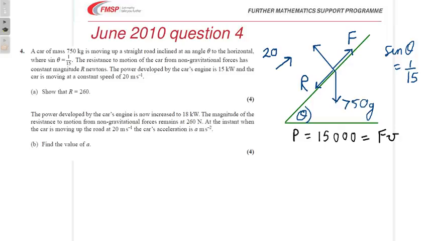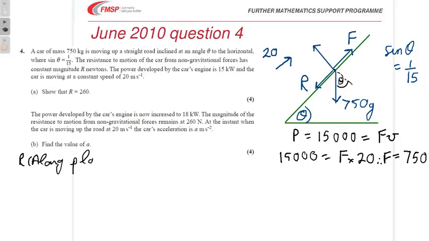Let's do that first. So 15,000 equals F times 20, giving us F equals 750 newtons. We're trying to find the resistance. So now we'll resolve down the plane. Remember, this angle is theta. Resolving along the plane, there's no acceleration because it's going at constant speed. So F up the plane must equal R plus 750g sine theta, which is 1/15.